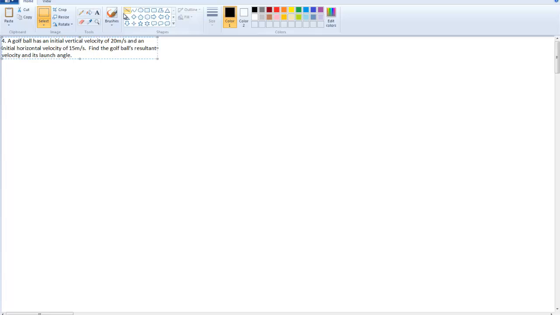A golf ball has an initial velocity of 20 meters per second and an initial horizontal of 15 meters per second. Find the resultant. So in this case, I'm giving you the components. It has an initial vertical of 20 meters per second, so that would look something like this. That's 20. It's got an initial horizontal of 15. All right, and then I want you to find the resultant.